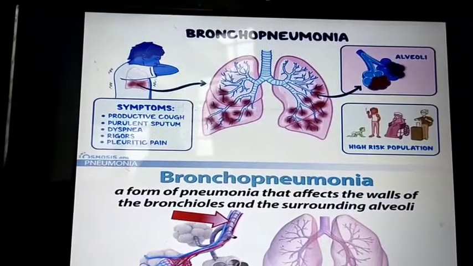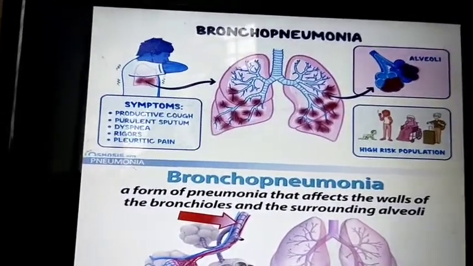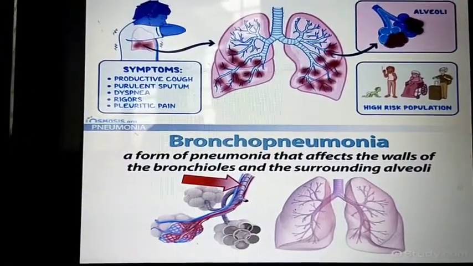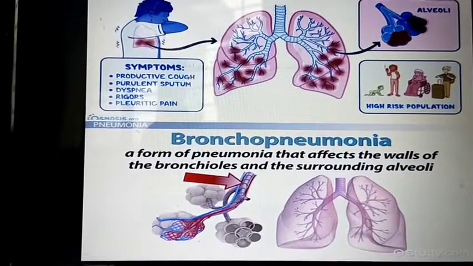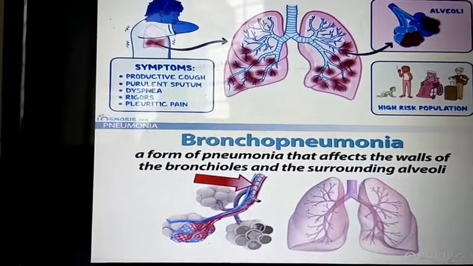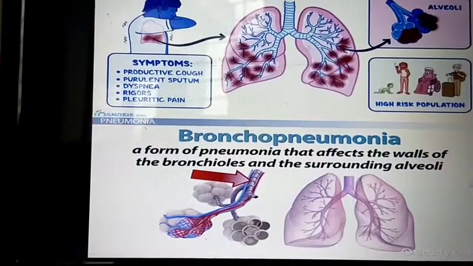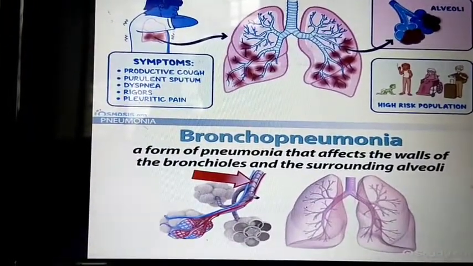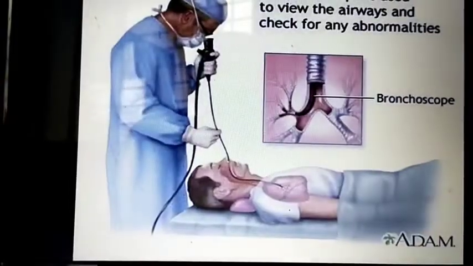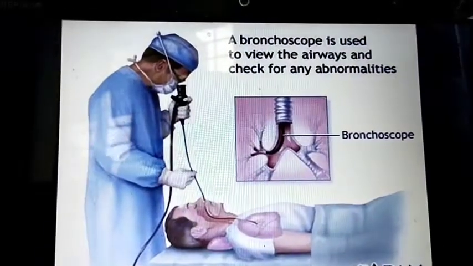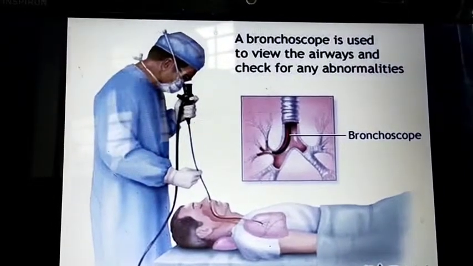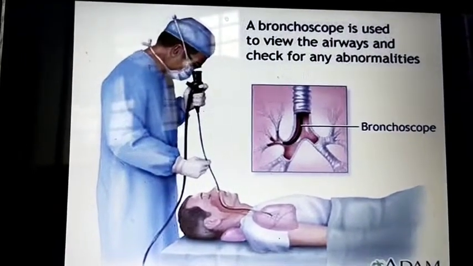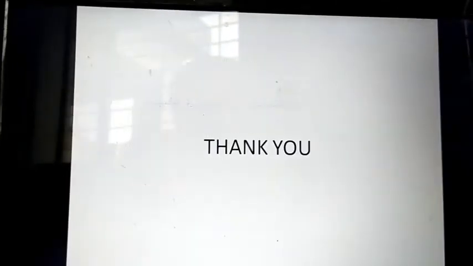Bronchopneumonia involves the alveoli. Bronchopneumonia is a form of pneumonia that affects the wall of the bronchioles and their surrounding alveoli. And what are the symptoms? Productive sputum, dyspnea, rigors, and pleuritic pain. And bronchoscopy is a scope by which we view the airways and check for abnormality. We can use it for both diagnostic and therapeutic purposes. Then thank you very much.